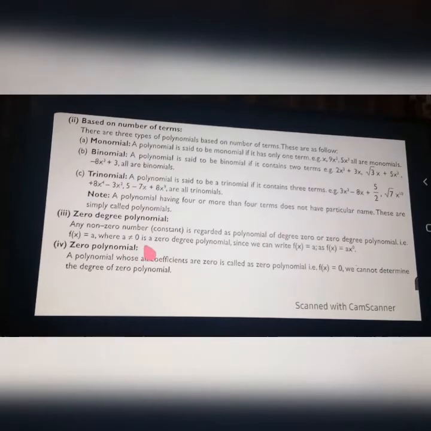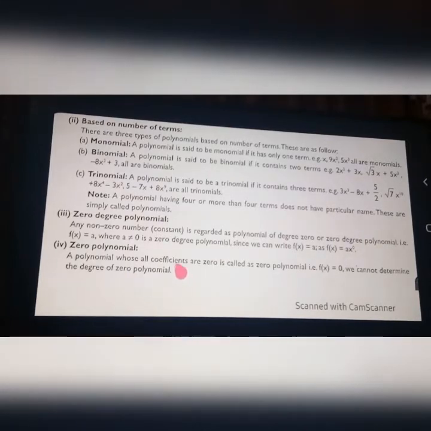A 0 degree polynomial and a 0 polynomial are both different. A 0 polynomial means all its terms are 0, all coefficients are 0. A polynomial whose all coefficients are 0 is called the zero polynomial, that is f of x is equal to 0. That means 0x raised to 5 plus 0x raised to 3 plus 0x square plus 0x plus 0. So all coefficients are 0, and we cannot find the degree of the zero polynomial.